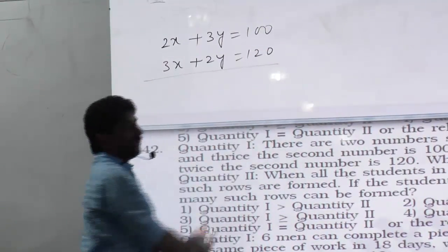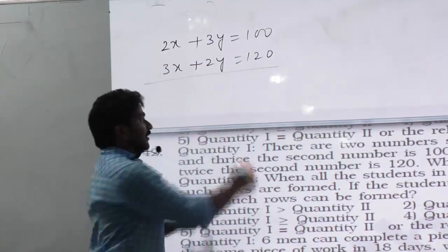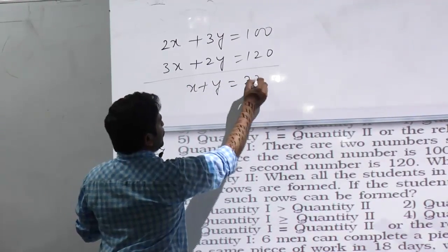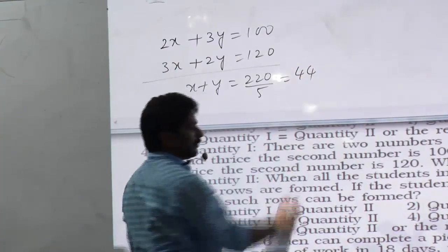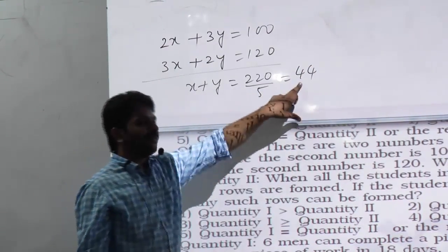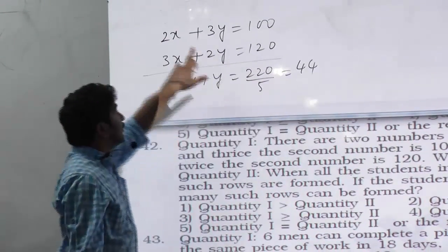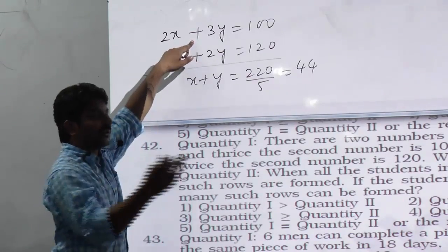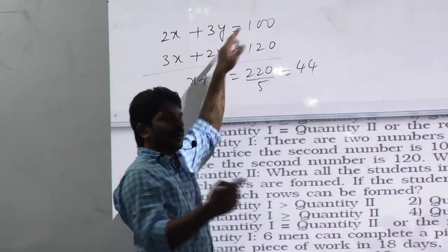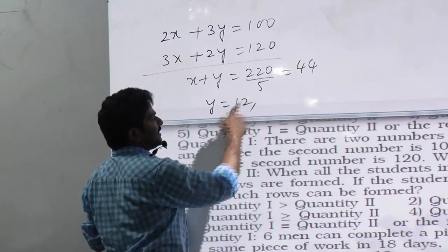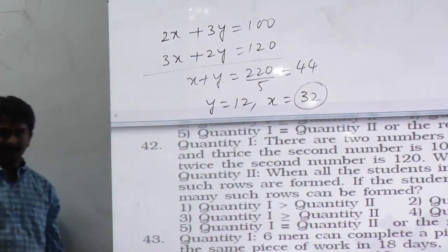120. And when you add, 5x plus 5y is equal to 220. From this, x plus y is equal to 220 by 5, which is equal to 44. If x plus y is equal to 44, 2x plus 2y is equal to 88. The first equation is how much more than 2x plus 2y? y more. 100 is how much more than 88? 12. So y is equal to 12. If y is equal to 12, x is equal to 32. You are asked about the largest number, which is 32.